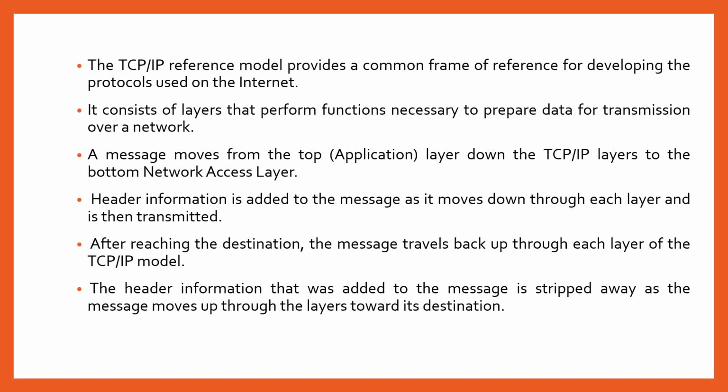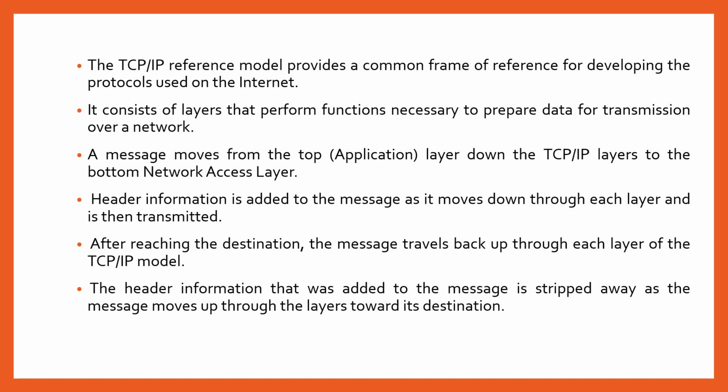The application layer is the topmost layer in the TCP/IP model, and it receives the message from the user. This message moves from the application layer and goes down till the network access layer. As the data moves from the topmost layer to the bottom layers, header information is added to the message as it moves through each and every layer.